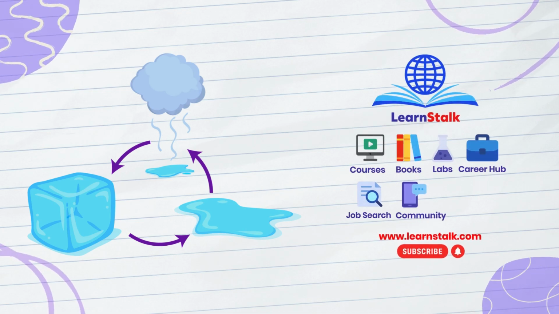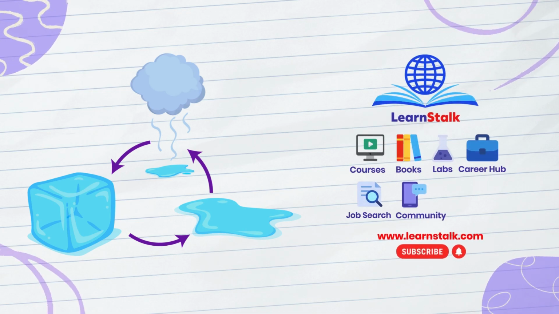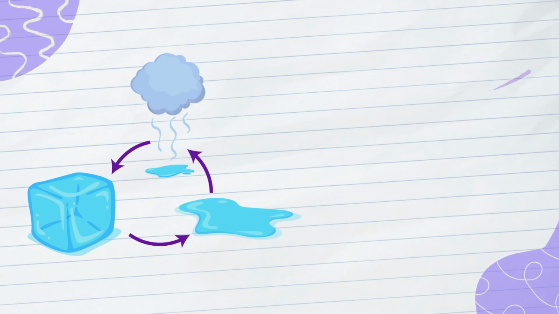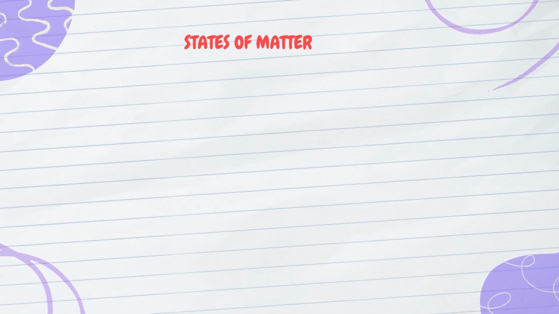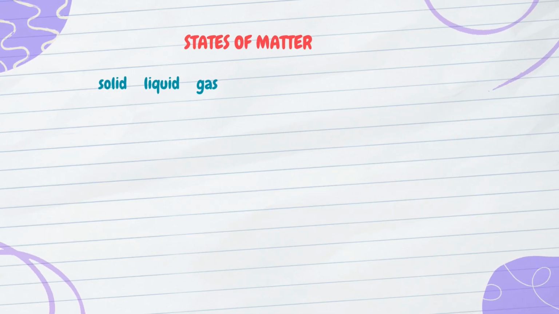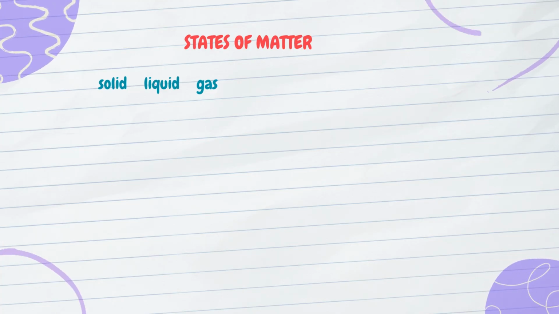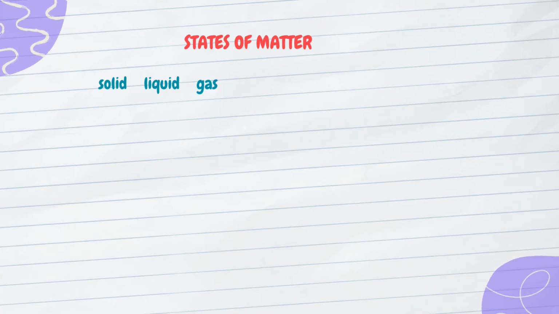What if I told you your ice cube is melting, but it's time traveling through states of matter? Let's crack the change of states of matter. There are 3 states of matter: solid, liquid, and gas. But here's a twist. What really happens when a substance gains or loses heat?